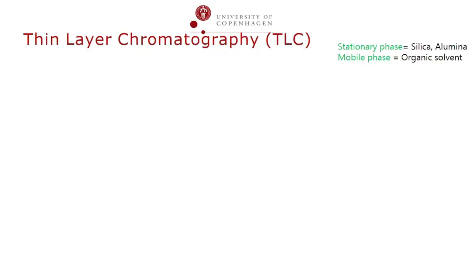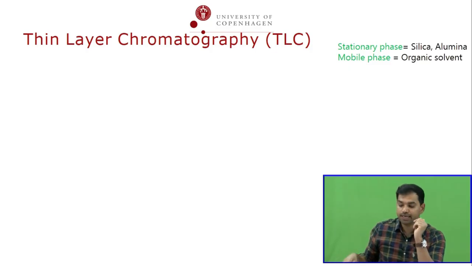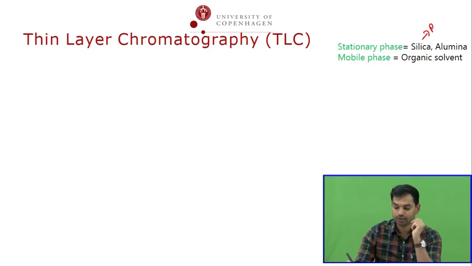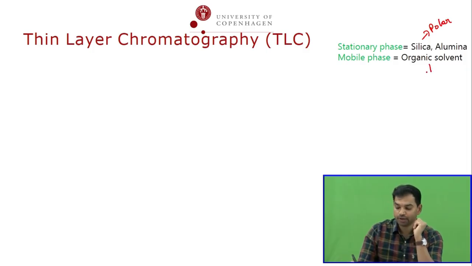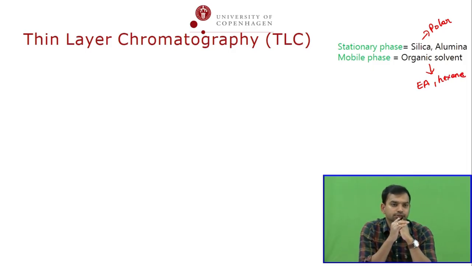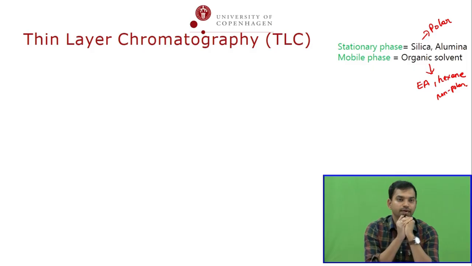What we have here is that the stationary phase in thin layer chromatography often is silica. It's not necessarily always silica, but often it is. Please remember that silica is polar in nature. The mobile phase is an organic solvent. It could be ethyl acetate, it could be hexane, and a lot of other organic solvents they use. This is usually relatively non-polar.